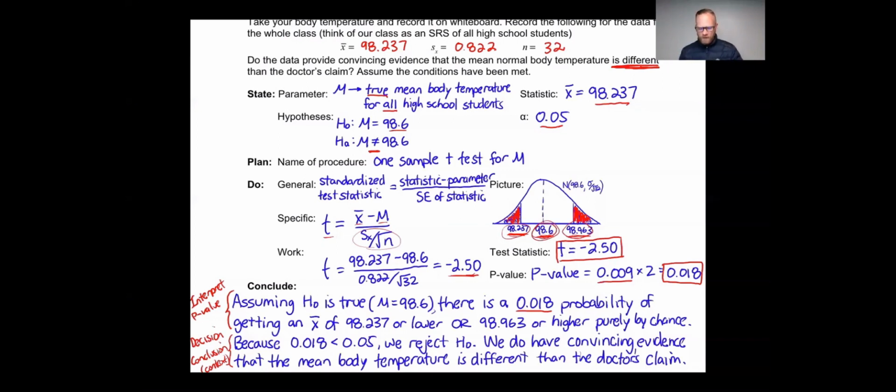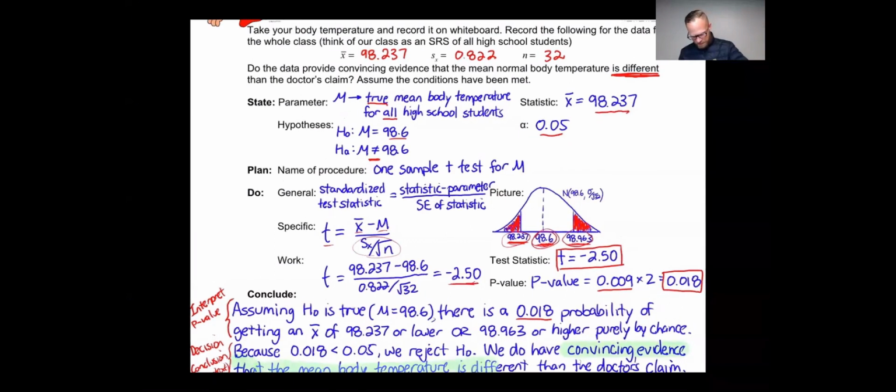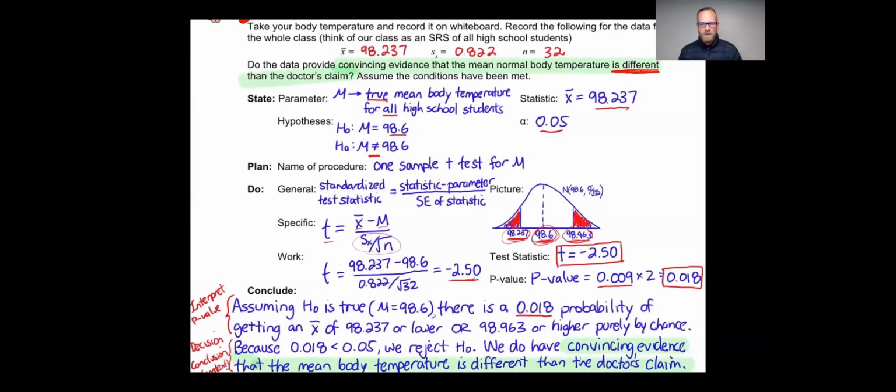Now, in terms of the wording for the final conclusion there, you can see we said convincing evidence that the mean body temperature is different than the doctor's claim. You will notice that that is actually stolen right from the question here. The question says, does this provide convincing evidence that the mean body temperature is different than the doctor's claim? So we've just taken those words and brought them right down into that conclusion there.